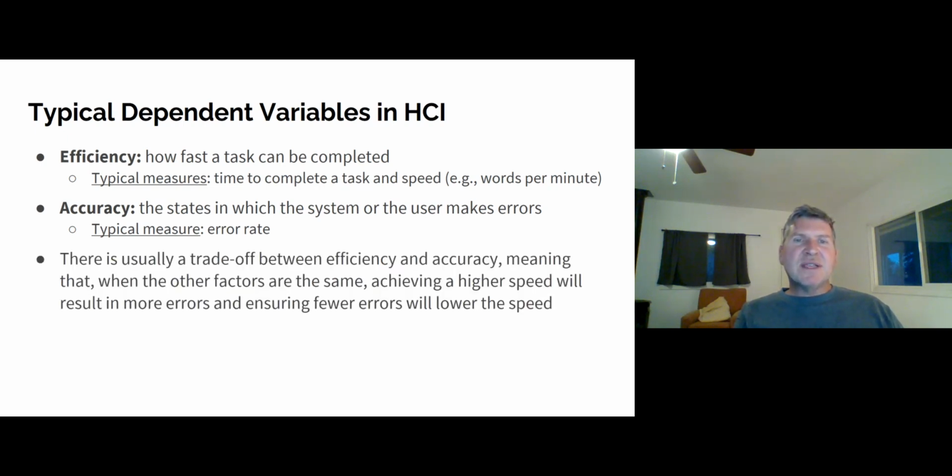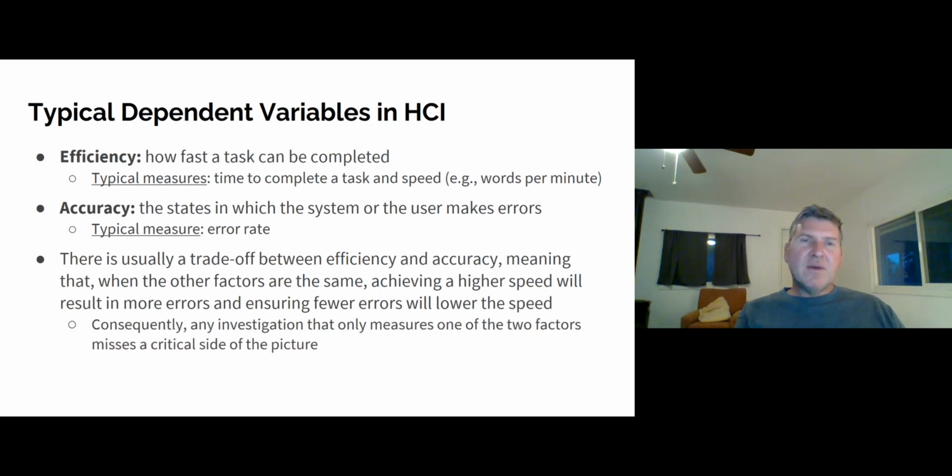There is usually a trade-off between efficiency and accuracy. So think about typing. The faster you type, the less chance you are to be accurate. And if you type slowly, your chances of being accurate are more. However, this is just a general observation. So we just have to realize that these are two dependent variables that might be of interest to be looked at for a particular task in HCI. So you want to make sure that if you're looking at accuracy, you consider efficiency as well.